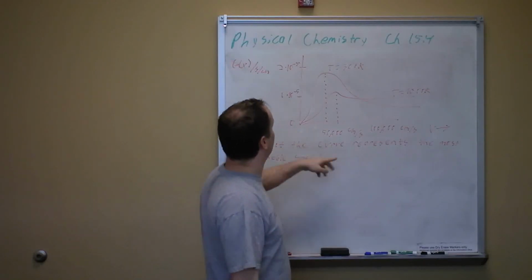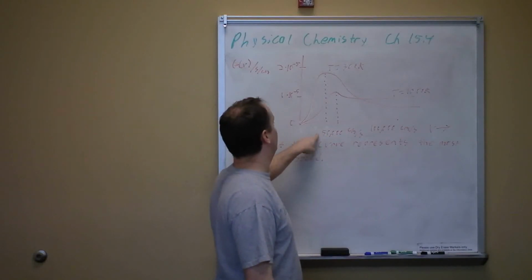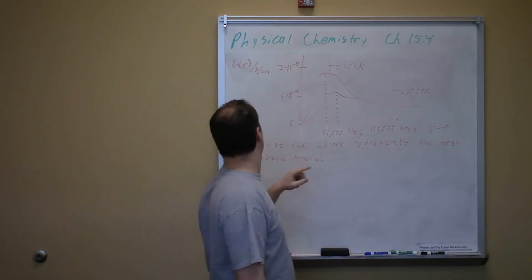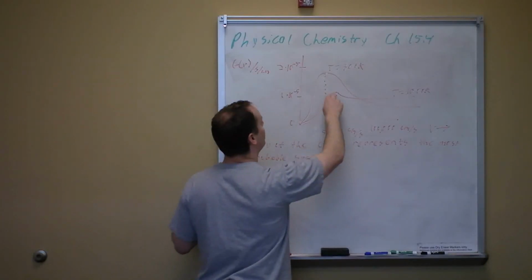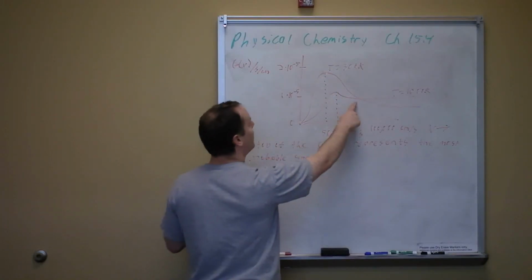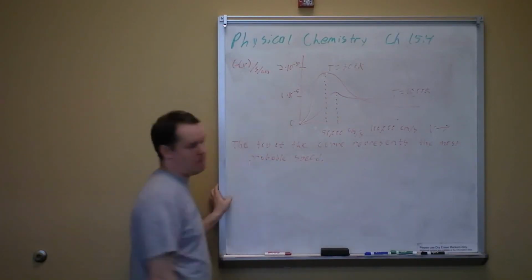So this is in centimeters per second. The peak here, the top of this curve, this is the most probable speed. I didn't draw it very well, I sort of eyeballed it. But as you can see, for the higher temperature, you've got a higher most probable speed.